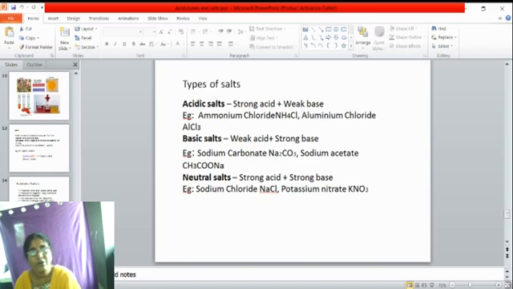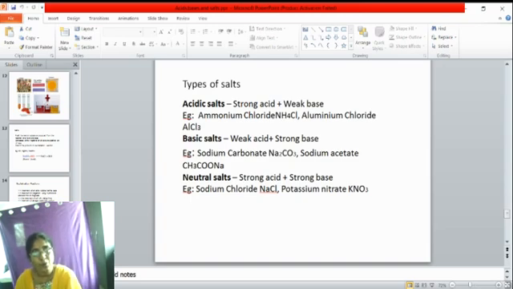Now, what is the meaning of acidic salts? In acidic salts, there is a strong acid reacting with a weak base. That gives rise to acidic salts. Here, the acid is strong enough, so that results in acidic salts. For example, ammonium chloride and aluminium chloride.